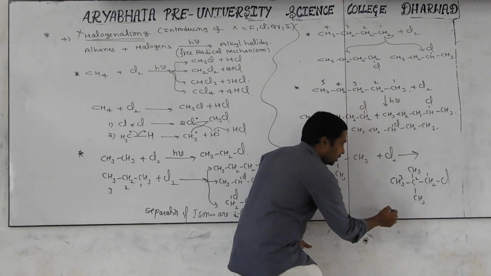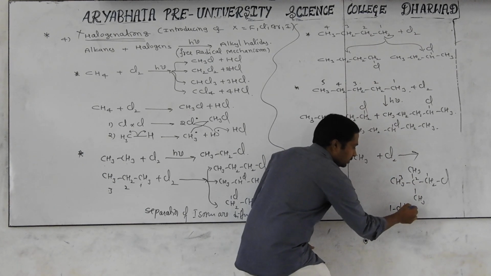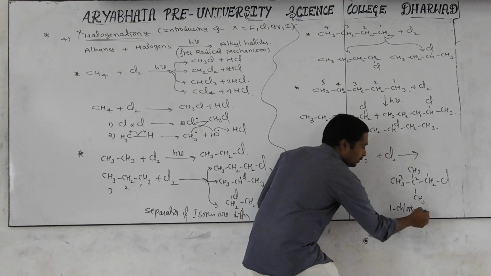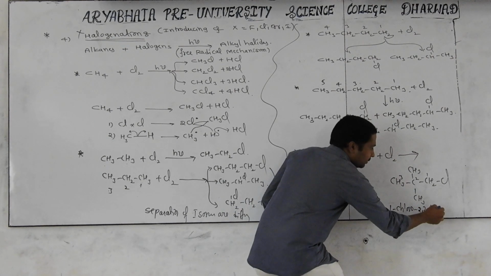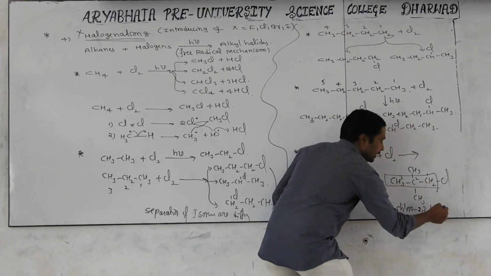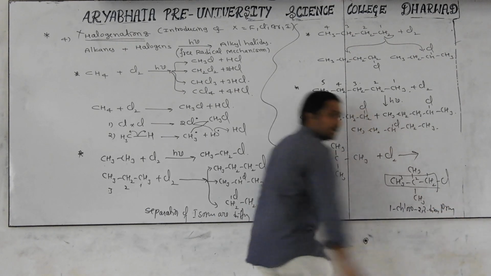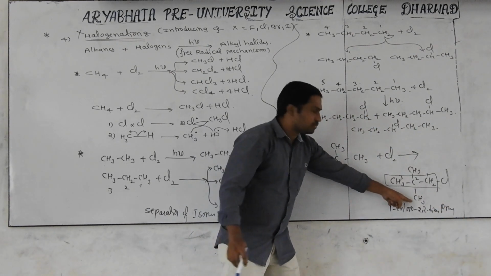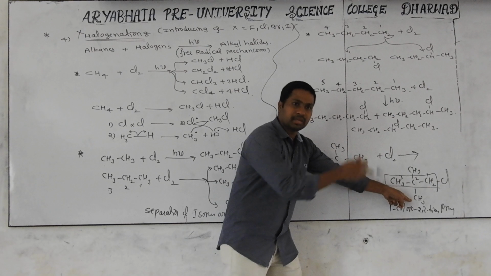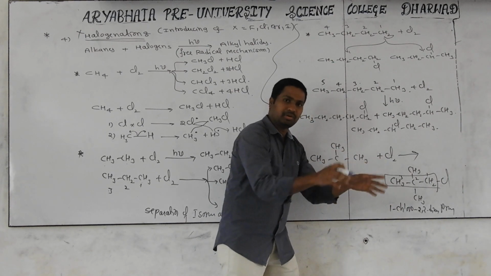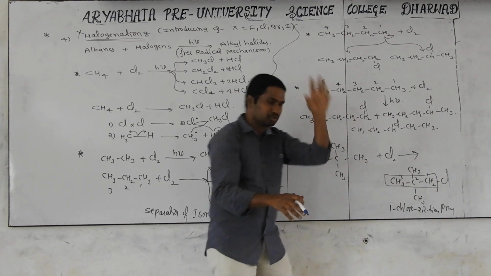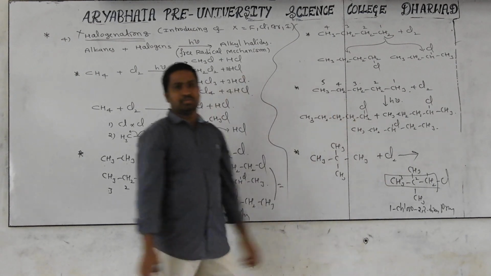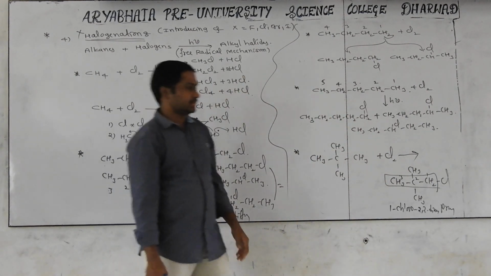The name is nothing but 1-chloro-2,2-dimethylpropane. And also if I do substitution below it, then we have to start numbering from one way. Anyway, we are getting the same name wherever you do substitution. That's why we are getting only one isomer.